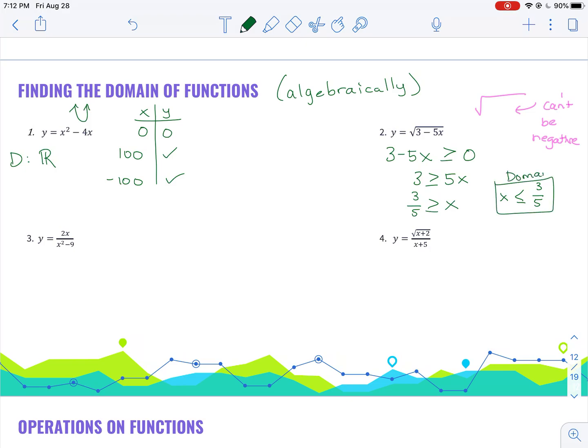That would be the domain of this function. If you put it in interval notation, x is smaller than negative 3/5, so the biggest it can be is negative 3/5, and the smallest it can be is negative infinity. So that's what it would look like in interval notation.